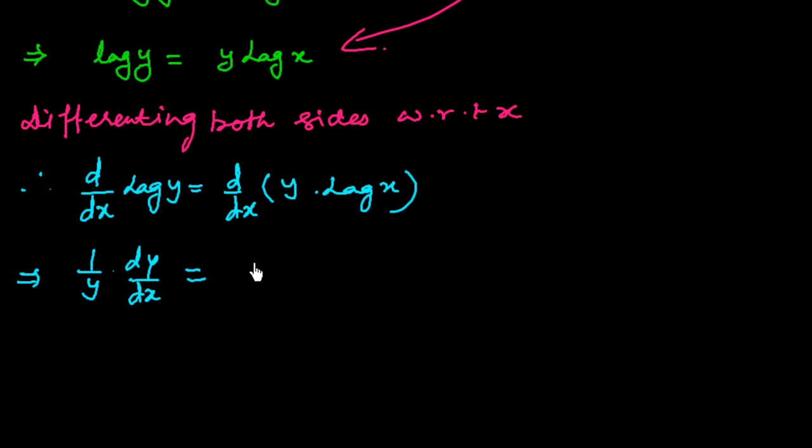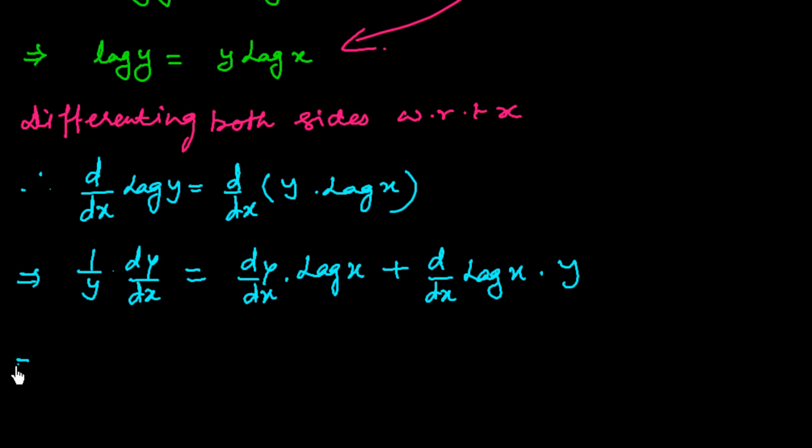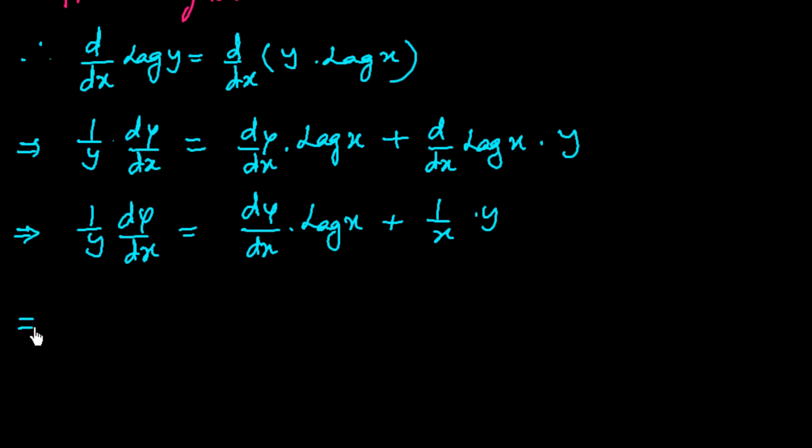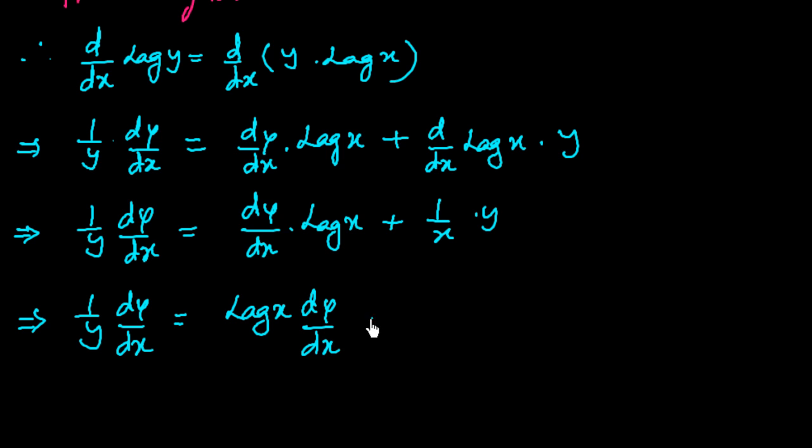Here we use the product rule: differentiation of the first function, dy over dx, and the second function log x as it is, plus differentiation of the second function, d over dx of log x, and the first function as it is. This implies 1 over y dy over dx is equal to dy over dx into log x, plus, since the differentiation of log x is 1 over x, y over x. 1 into y is y, we just interchange this.